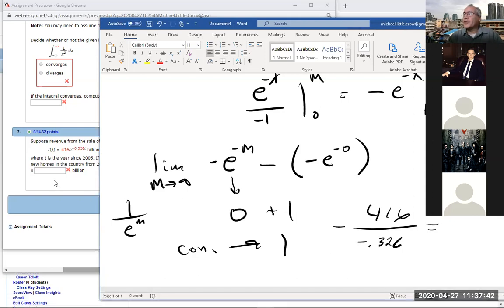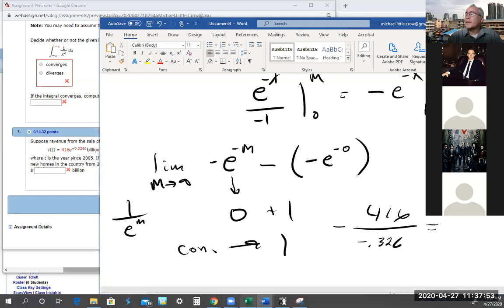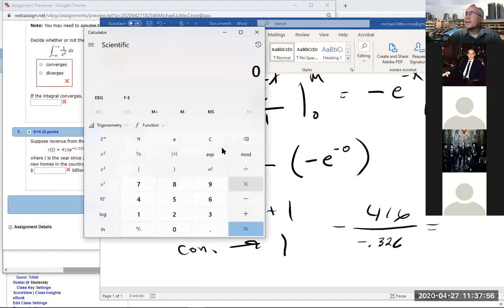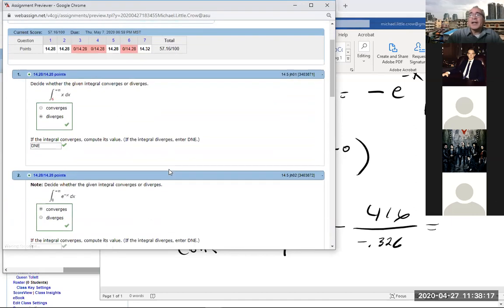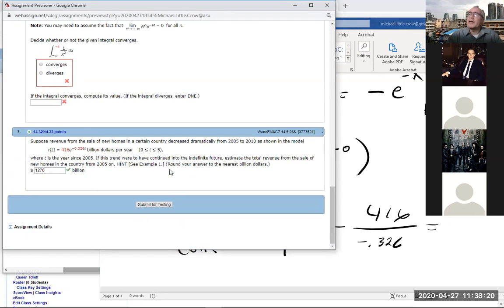Does anyone have what 416 divided by 0.326 is? If you could plug that in for me. Okay, it says 1,276.07. They want it rounded to the nearest billion. This is in billions, so it would round to 1276.07. Okay, let's see. Now if I'm wrong, that's, wow, I got it right.